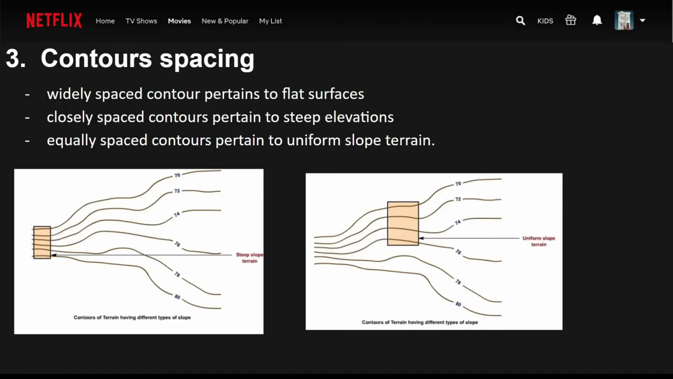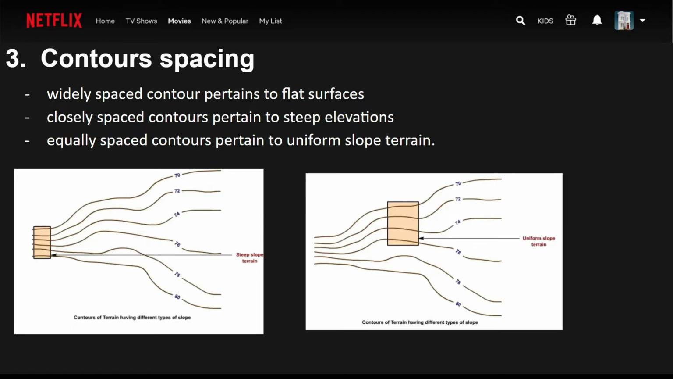Another characteristic of contours is that widely spaced contours pertain to flat surfaces, while closely spaced contours pertain to steep elevations, and equally spaced contours pertain to uniform slope terrain. So, all in all, this means that the horizontal distance between any two contour lines indicates the amount of slope and varies inversely on the amount of slope. This means as it gets closer, the elevation gets steeper, and as it gets further, the elevation gets flatter.